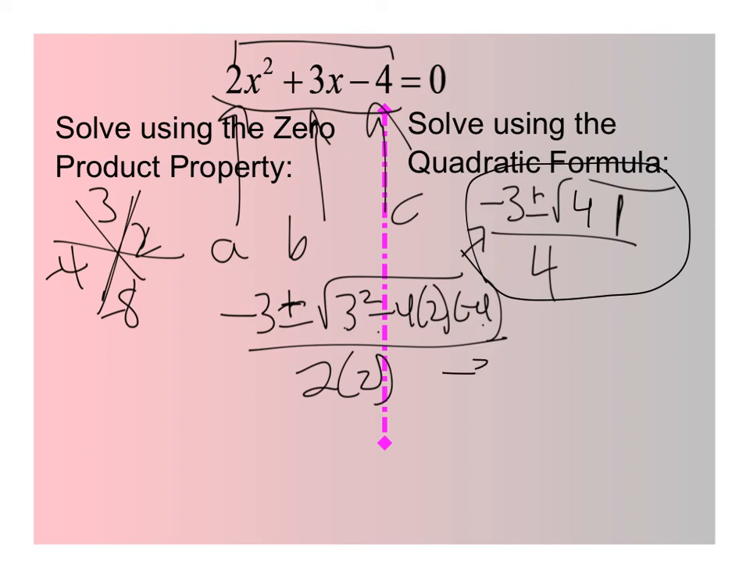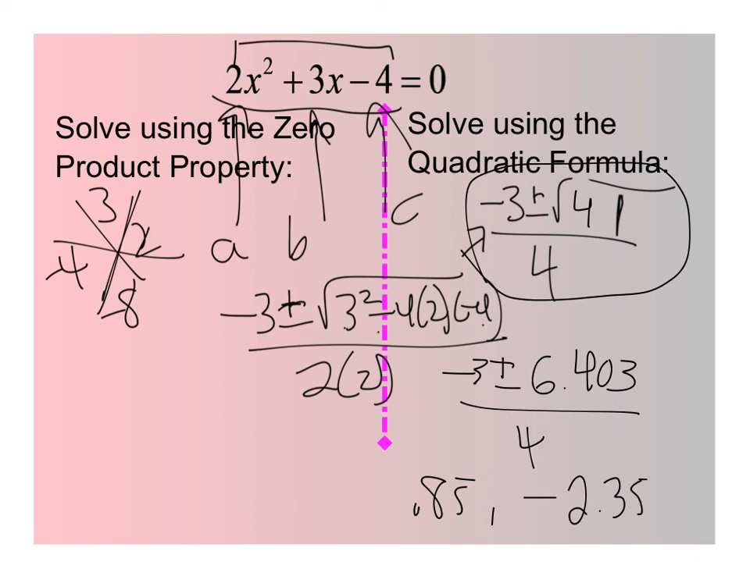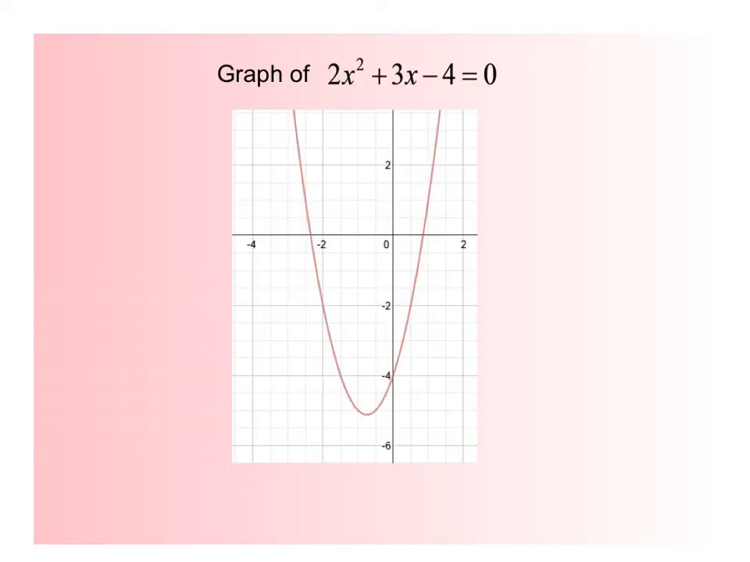So this becomes negative 3 plus or minus 6.403 all over 4. So using the calculator to do most of the legwork, I get about 0.85. Negative 3 minus 6.40312 divided by 4 gets negative 2.35. So as decimals, there's your answer. If you want to leave it like this algebraically, fine. So just to pass, negative 2.35 and 0.85, there's my answer.